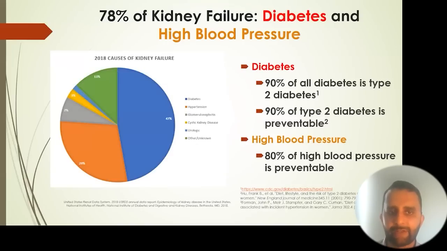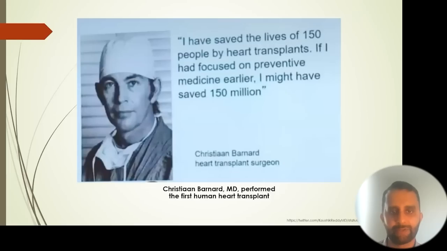And when you look at it closer, 90% of all diabetes is type 2. I understand that type 1 diabetes is autoimmune, but we're talking about type 2 diabetes. And 90% of all diabetes is type 2. And 90% of type 2 is preventable. And 80% of high blood pressure is preventable. So we're looking at very big percentages of the two most common causes of kidney disease.